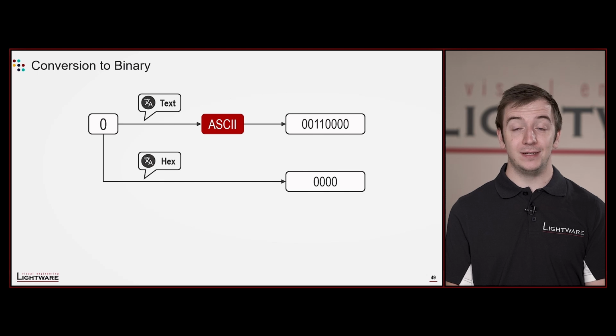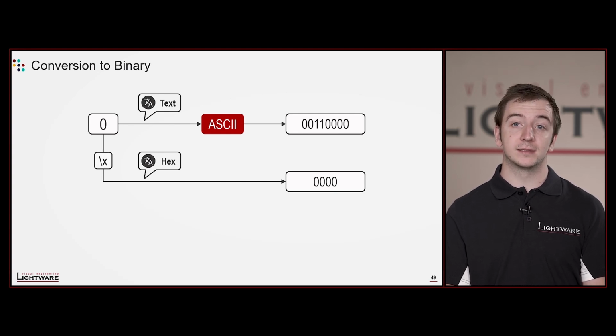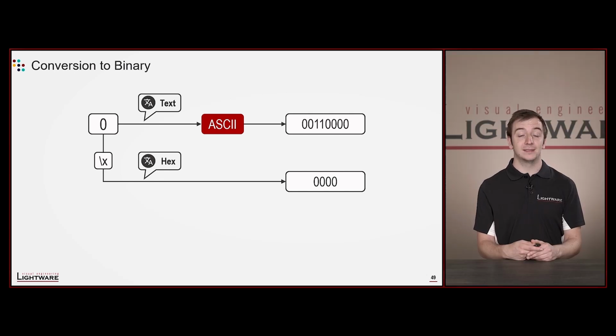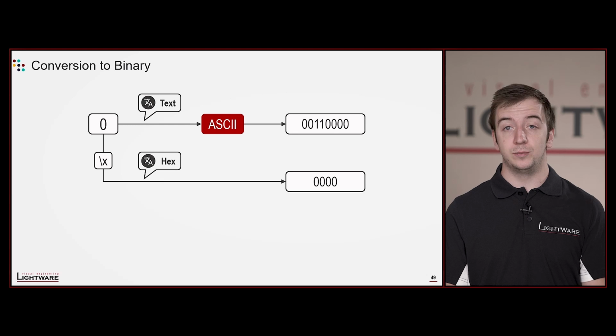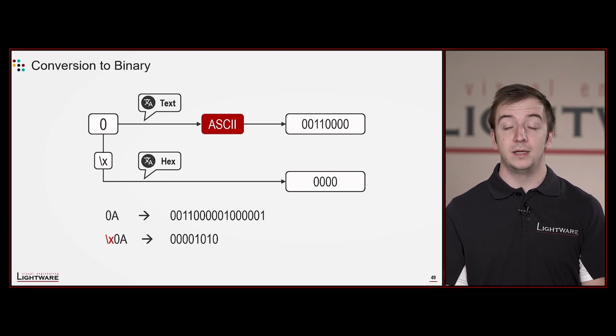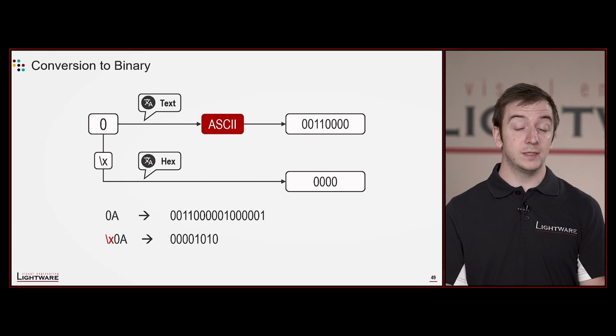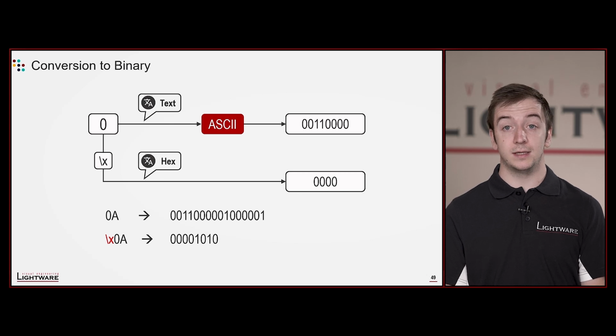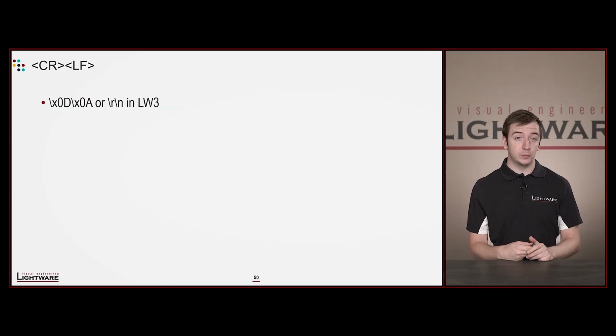In the LW3 language, the character that makes the difference between a text and a hexa character is the \x character. The \x tells a Lightware device that the following two symbols must be interpreted as hexadecimal values. So in our case, 0A could be understood as a text, in which case it would be translated to 16 bits of data. \x0a is going to be translated as a hexadecimal value, in which case it is going to be 8 bits of data.